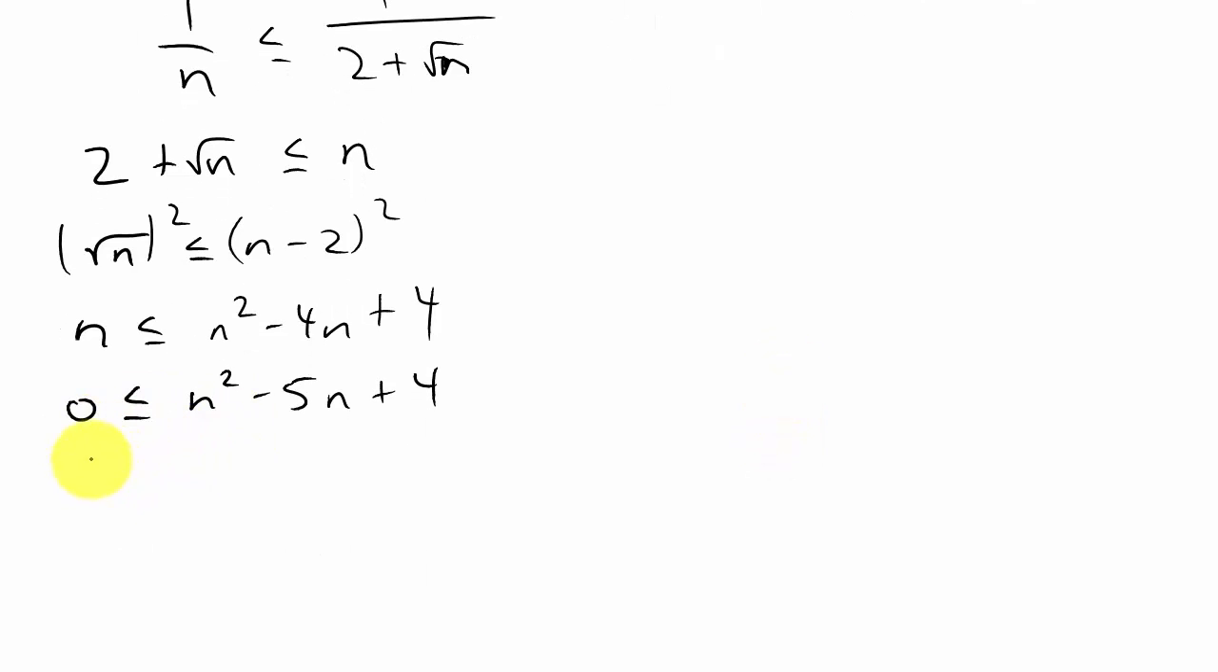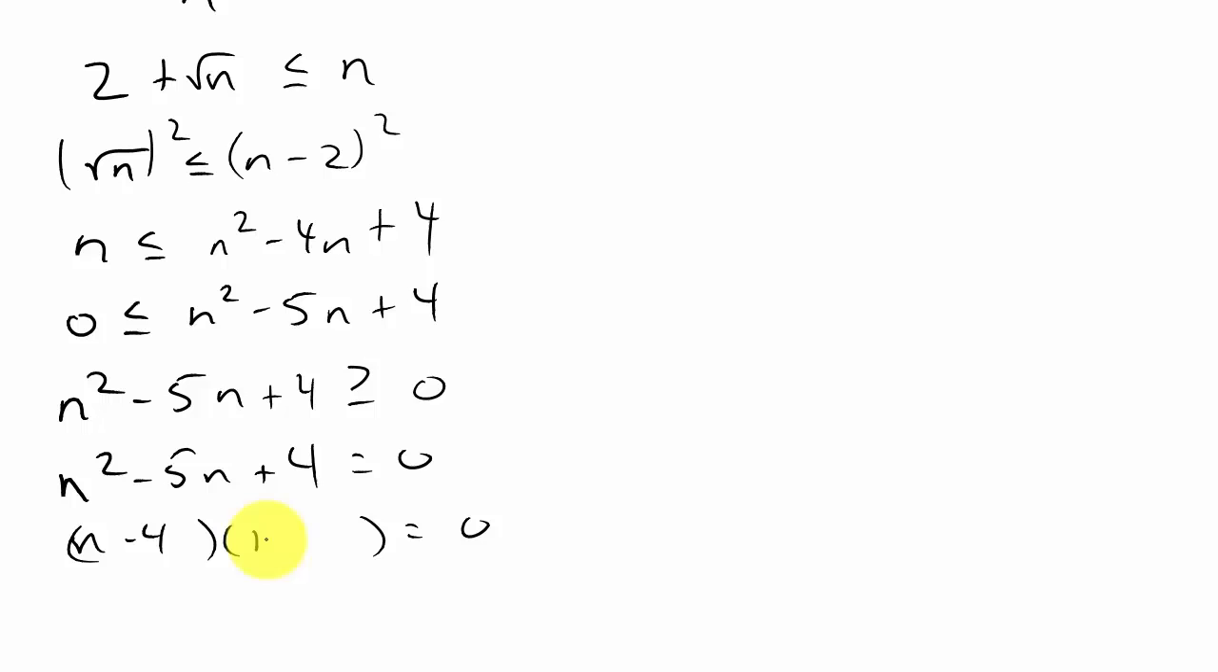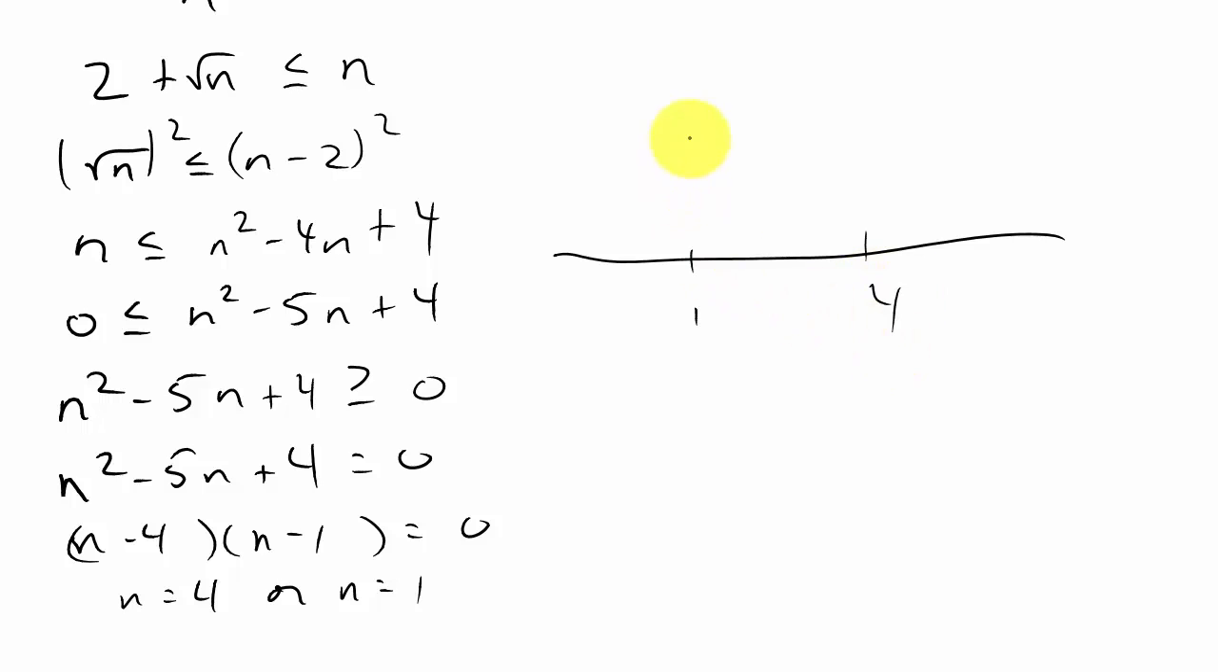All right, so let me just rewrite this. I'm going to rewrite it with my quadratic on the left hand side. And see how that's greater than, so that has to be greater than or equal to 0. Alright, so we need to set this equal to 0. Remember how to solve these quadratic inequalities? So when we factor it, we get n minus 4, n minus 1, so we get n equals 4 or n equals 1. And so we can draw our number line, 1, 4.